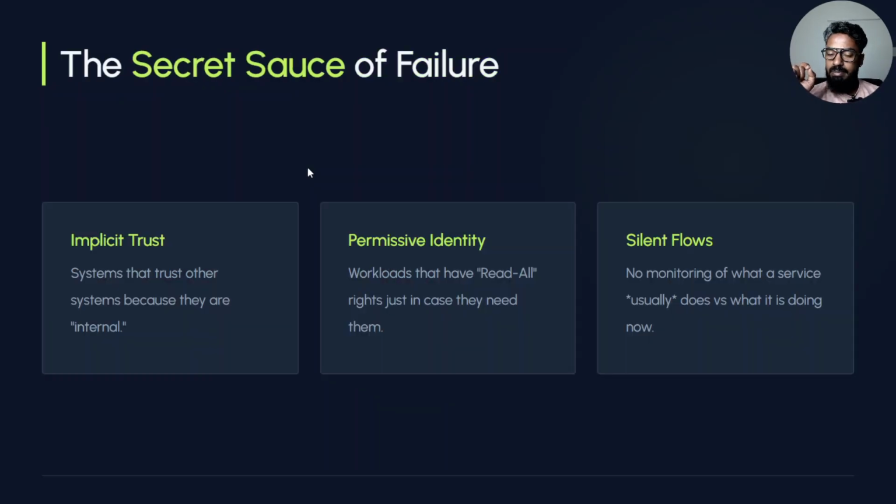This works because of implicit trust. Systems trust each other, APIs trust the internal calls, identities have more access than needed. And most importantly, no one is validating each step in this flow, the complete flow we're talking about.